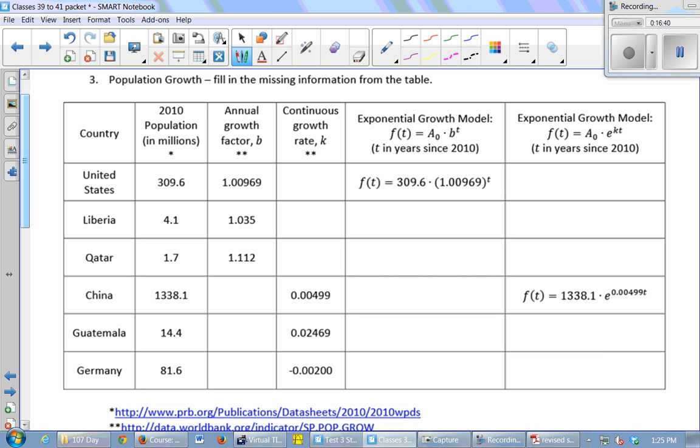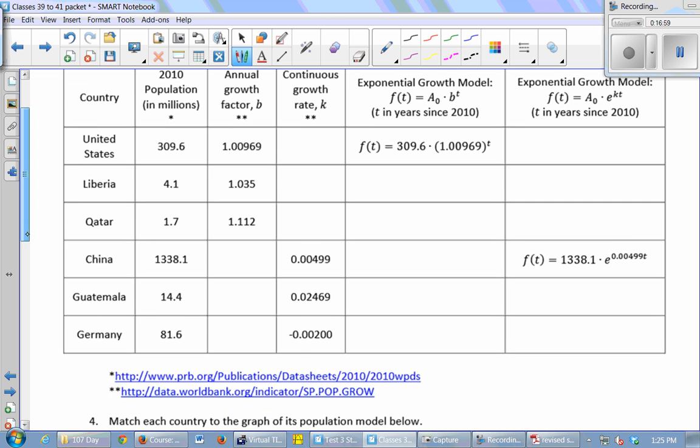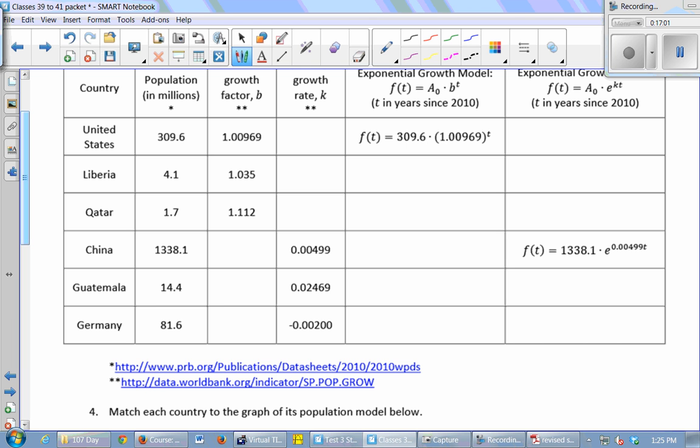2022. All right, so I started with the United States because that's where we are, right? Our current, or our 2010 population is 309.6 million people. And I looked up its annual growth factor, 1.00969. And all this data that's in the chart, I found in these 2 sites. And data can vary from site to site, so these might not be perfectly accurate.